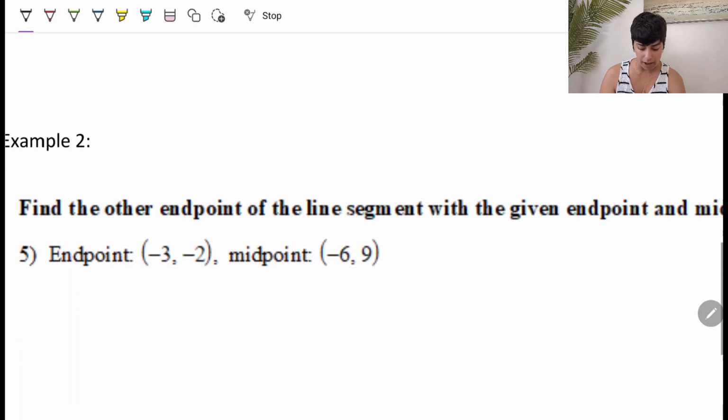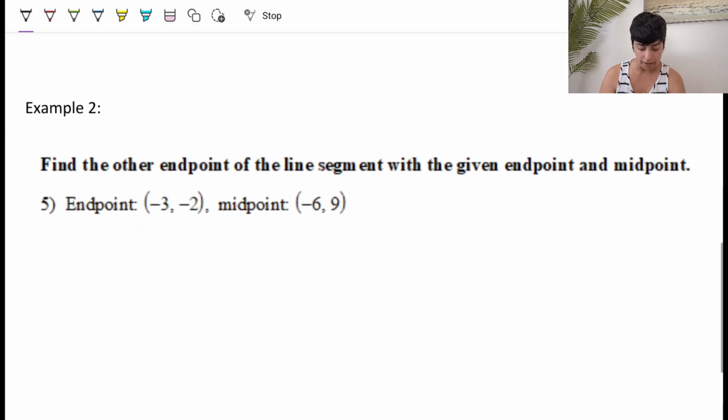Now let's take a look at what happens when you need to find the other endpoint. Here they want us to find the other endpoint of the line segment with the given endpoint and midpoint. Now you can work backwards from the formula, but something I have found to be a little more time sensitive and a little faster, and that uses a little more logic than algebra, is to stack them. We stack our endpoint and midpoint, and then find the other point by counting. Make sure that the midpoint is always in the middle.